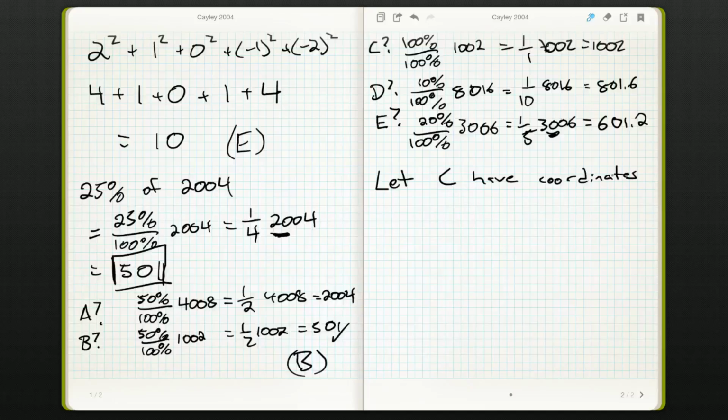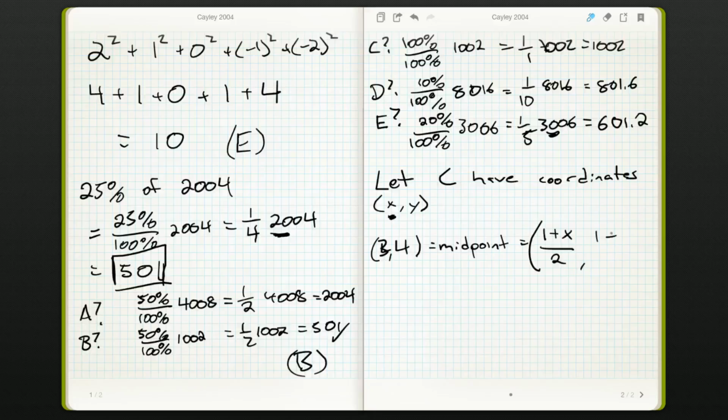coordinates (x, y). Okay? So, we want the midpoint to be (3, 4). And if you've never seen how to calculate a midpoint, you just take the average of the two x-coordinates. So the x-coordinate of A is 1, and the x-coordinate of C is x. Average that, and we average the y-coordinates as well.